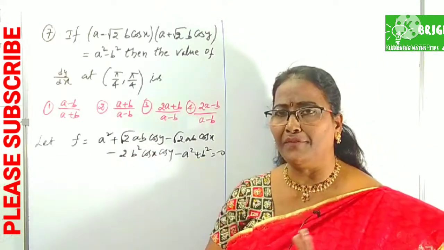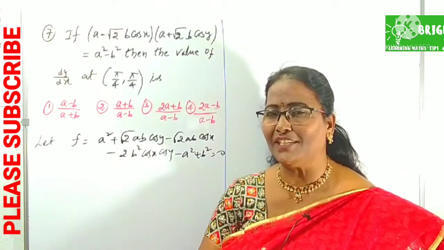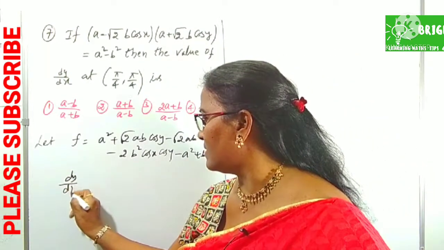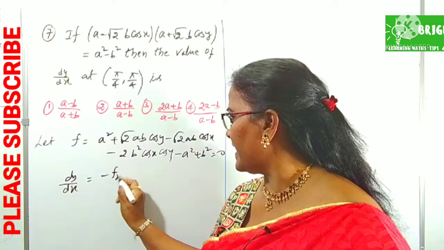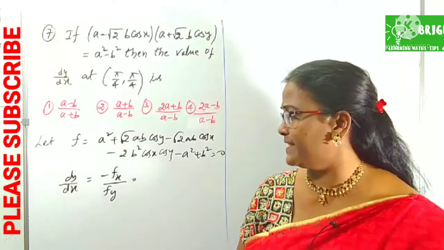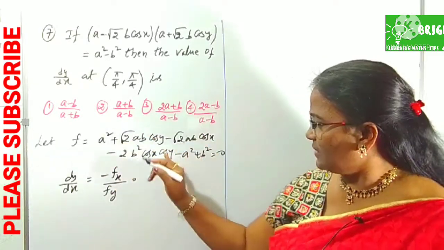This is clearly in the form of an implicit function. What you have to take is its derivative. For its derivative, dy by dx is what? Minus fx by fy, meaning the derivative with respect to x treating y as constant. We can observe that here. What is a minus?